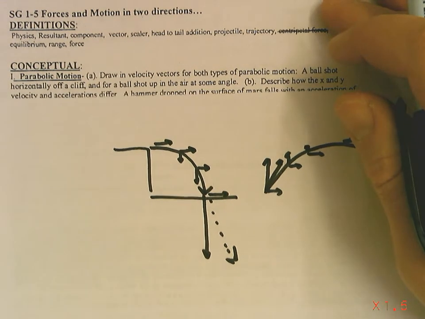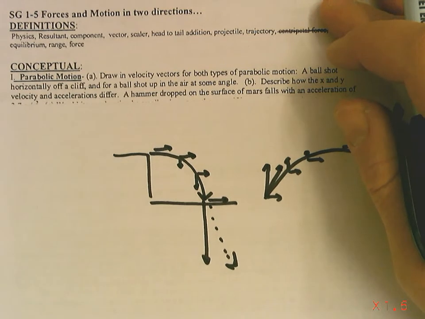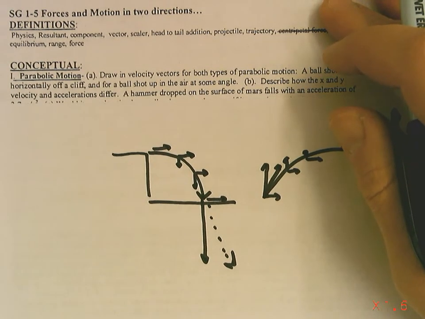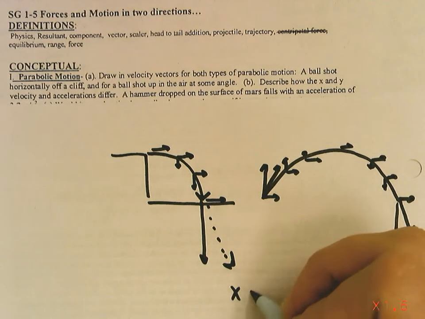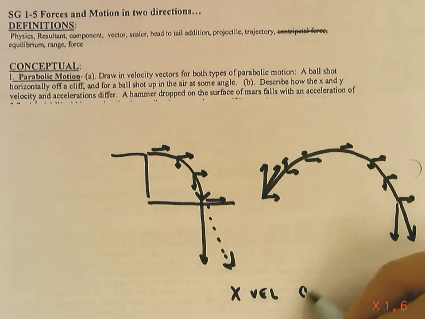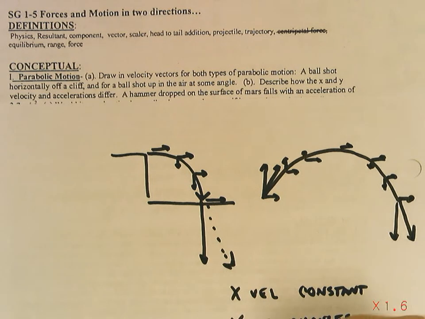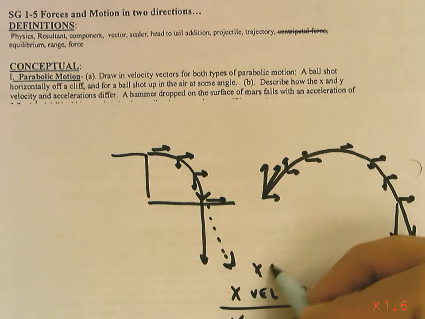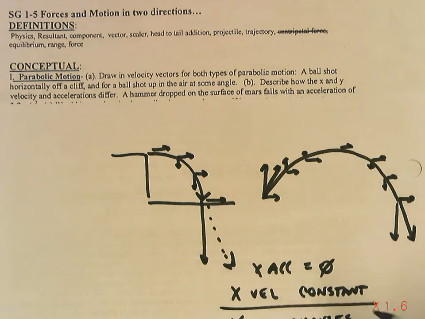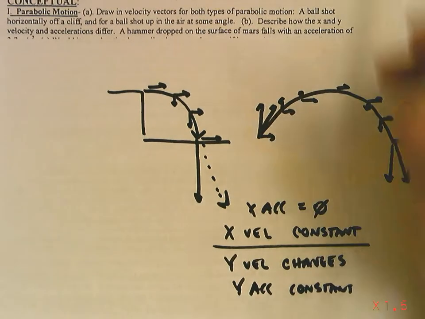So now we put in the vectors. It says describe how the x and y velocity and accelerations differ. The x velocity is constant. The y velocity changes. However, the y acceleration is constant. Because the x velocity is constant, the x acceleration equals 0.